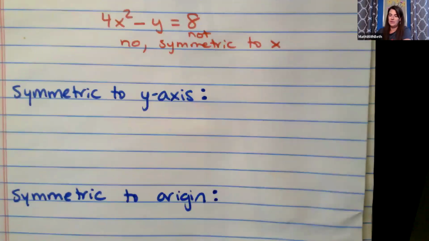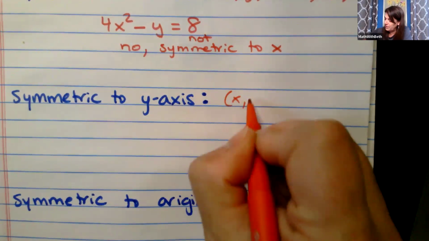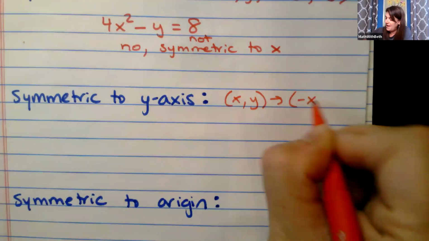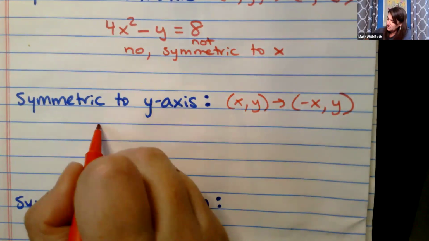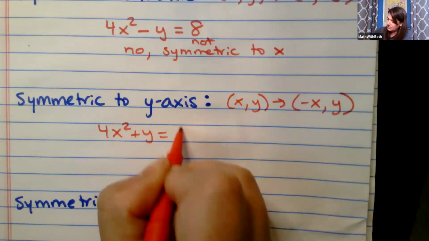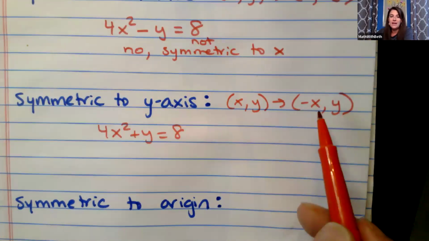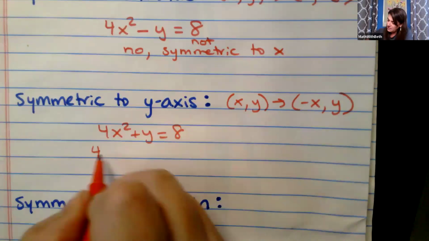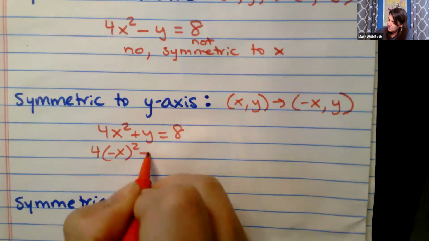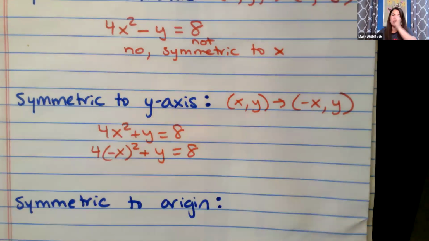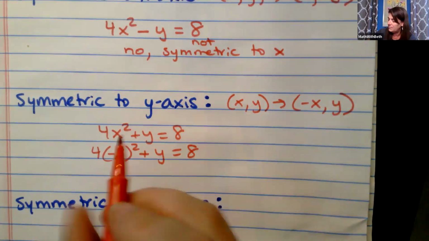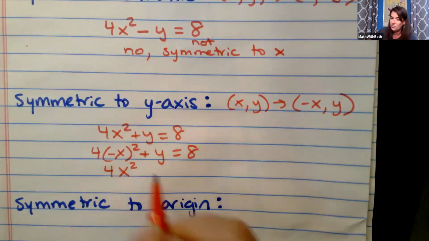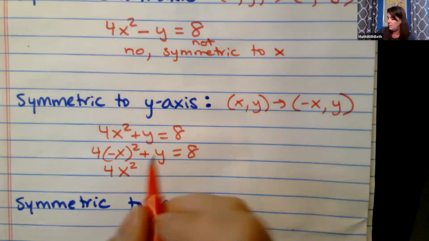So let's do the same type of thing for the y, remembering that the rule we found was that it's the x that changed signs when it's symmetric to the y-axis. So if we go back to the original equation and we plug -x in instead of x, and then see if there's any way this could become what it was when it started. In this case, it can, because when I square this -x, it becomes positive. Remember that when you square a negative number, it becomes positive.